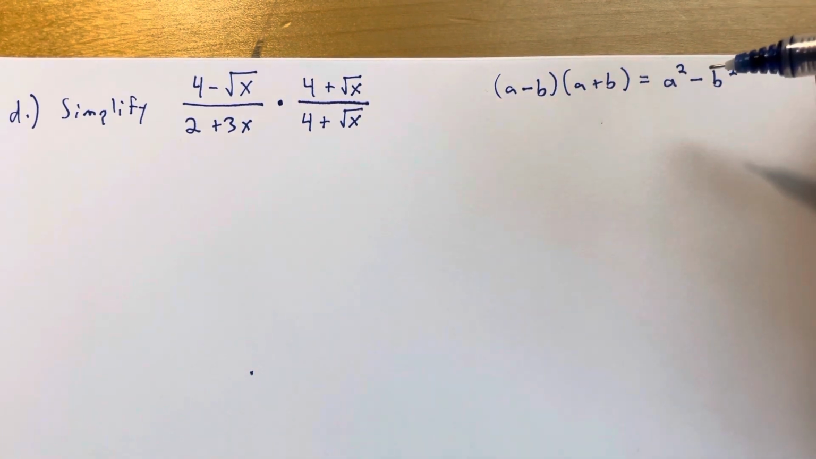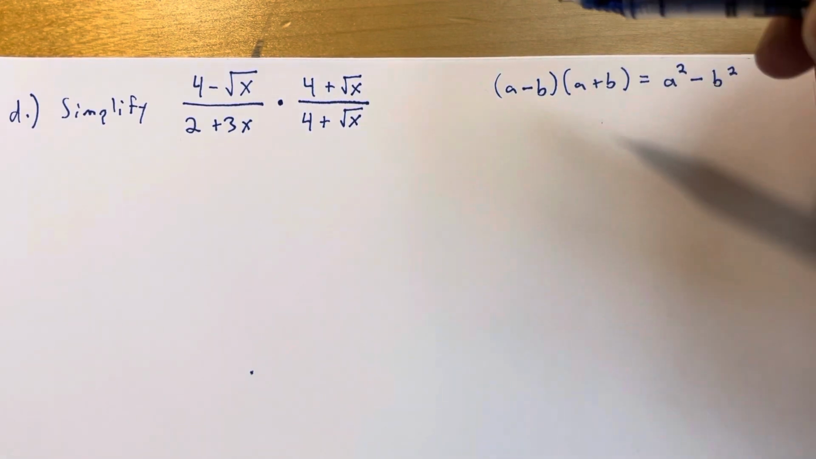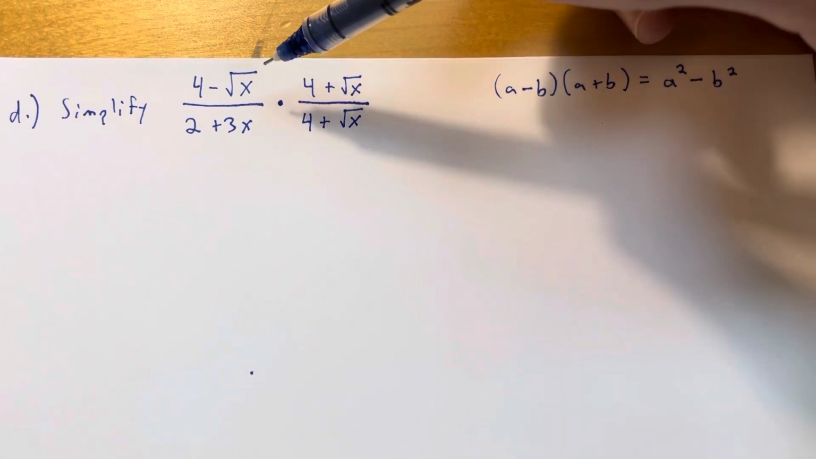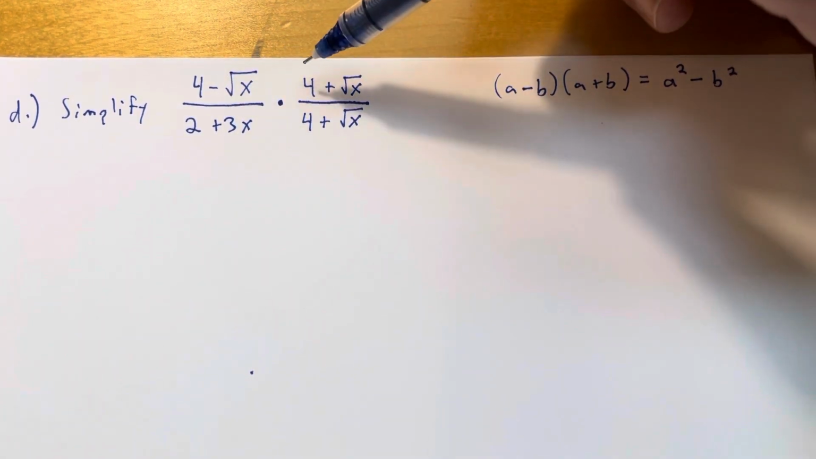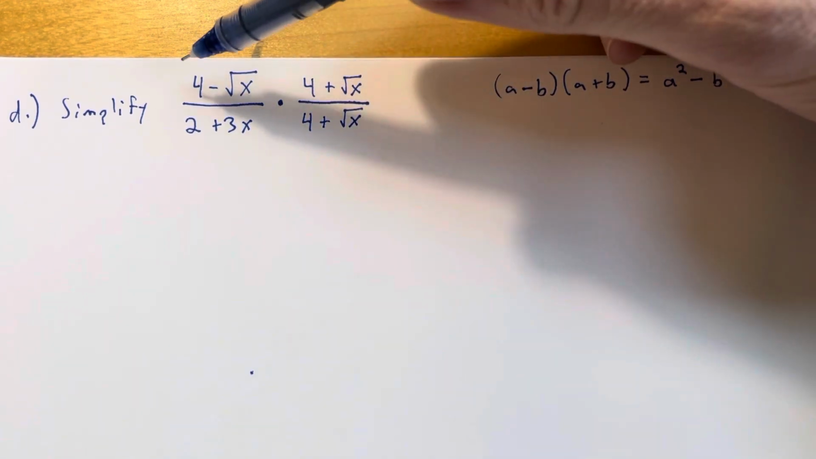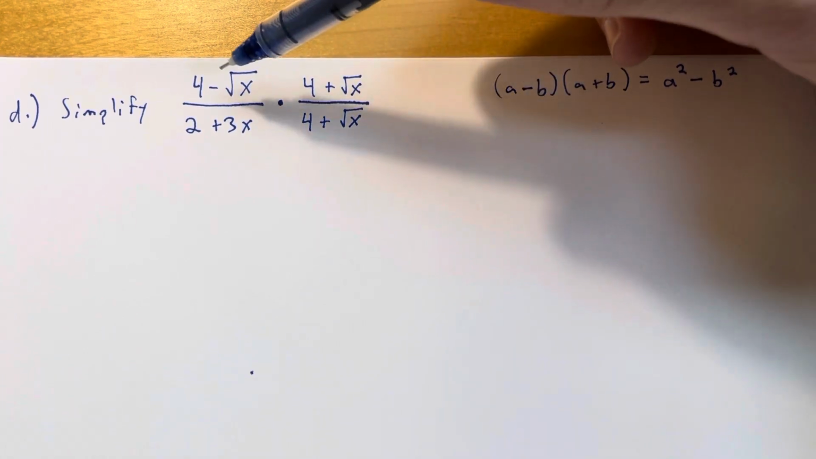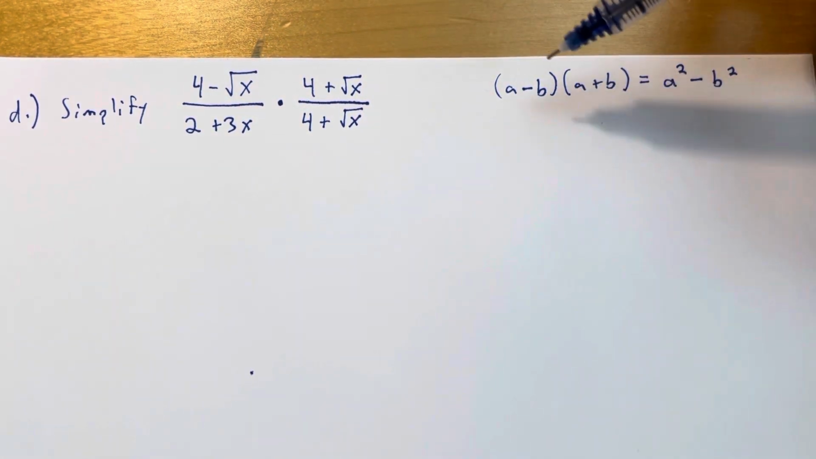But you use this so much in algebra that you're sort of asked to memorize it, and it's really important in calculus too. So looking at this expression, I have something of that form over here. I have a minus b, a plus b. And I'm calling it that because the first terms are the same, 4 and 4, and the second terms are the same, root x and root x. The only difference is a minus here and a plus here, just like what I have here.